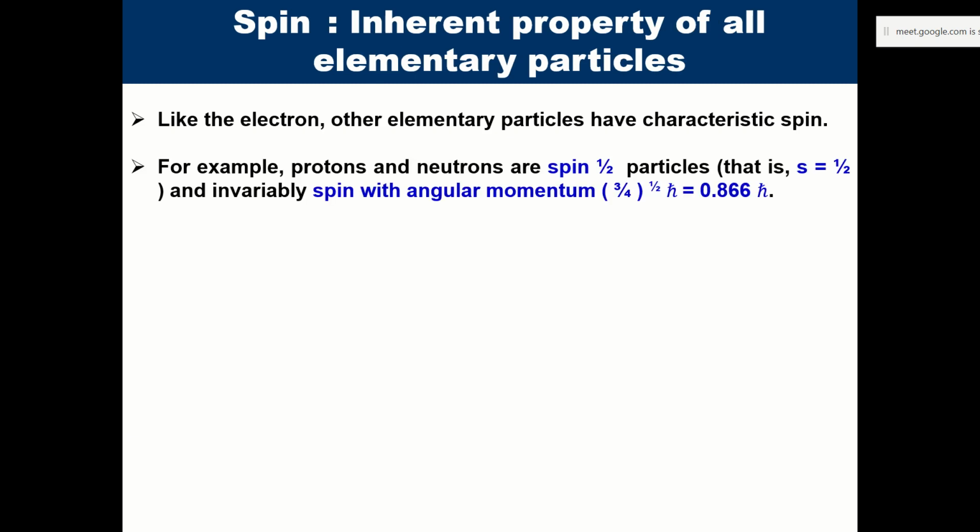So that's what we were discussing last time also, that it's a very elementary thing. All elementary particles have spin characteristics. So when we are talking about electron, proton and neutrons, they have this 0.86. So now you know what the angular momentum is.